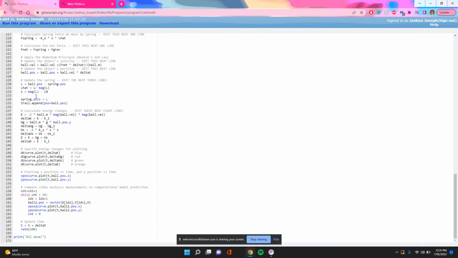Using this, we're going to find the energies during this time, which starts with K. We have the K formula. Then delta K, which is the K we just calculated minus K initial. We do the same thing for gravitational energy and spring energy. Then we add up the energies that we just calculated and subtract that from the initial energy.